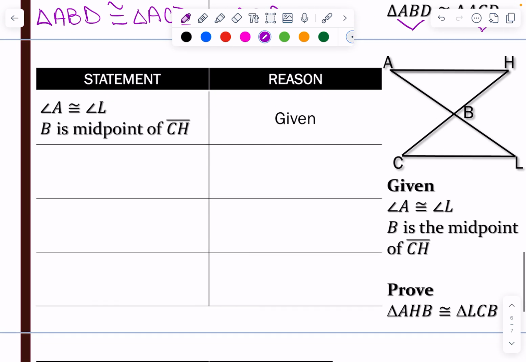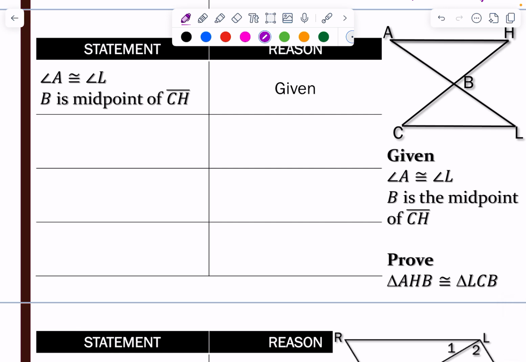Okay, let's try another one here, something we know and what we need to prove. We know by the given that angle A and angle L would have to be congruent. We also know B is the midpoint of CH. So because of that midpoint, we are going to have to get CB and HB, or BH, congruent. Then I look for something else I can get, and the answer is yes. I know those two angles are vertical angles, so they would have to be congruent as well. So now I'm ready to start writing.